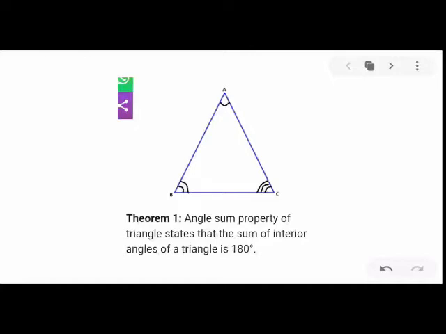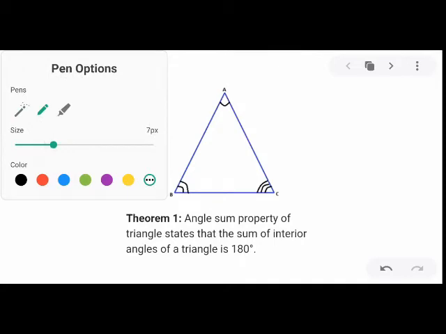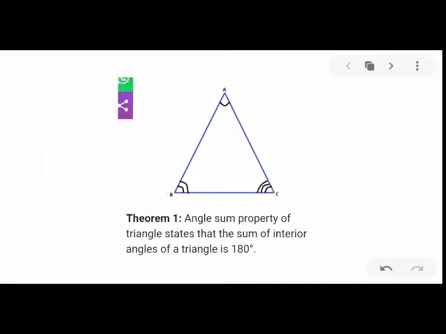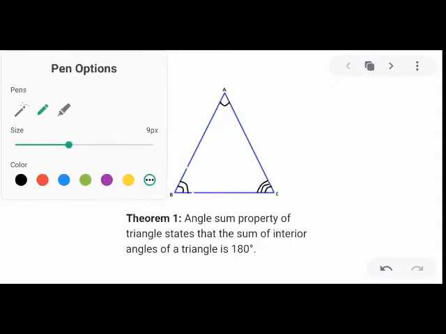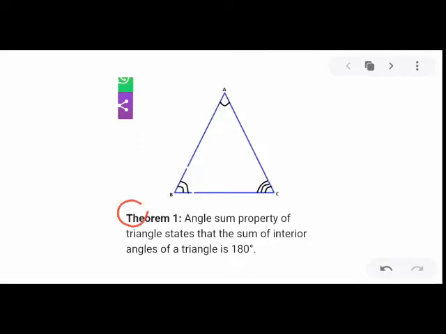At first, our first theorem is the angle sum property of a triangle. In this chapter we will discuss different topics and questions regarding the angle sum property of a triangle. So what is the angle sum property? As you are seeing on the screen, see theorem number 1. The angle sum property of a triangle states that the sum of interior angles of a triangle is 180 degrees.